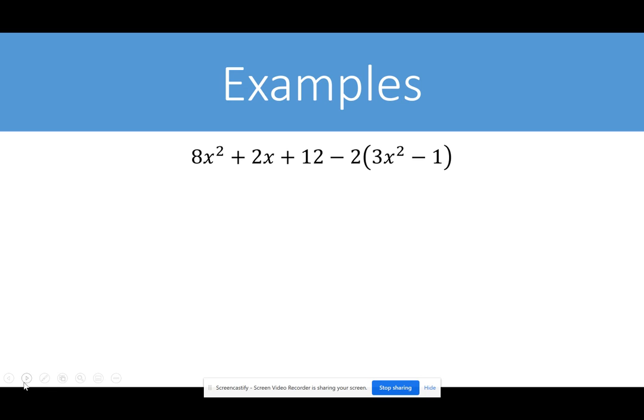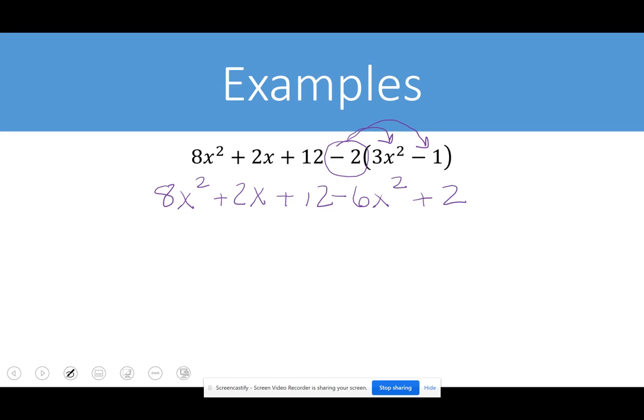In this problem, we do have some distributing first. It looks like a longer problem. But remember, make sure you distribute that whole negative 2. Negative 2 times 3x squared is negative 6x squared. Negative 2 times negative 1 becomes positive 2. And copy everything else down. So we have 8x squared plus 2x plus 12. And now we just have to combine our like terms.